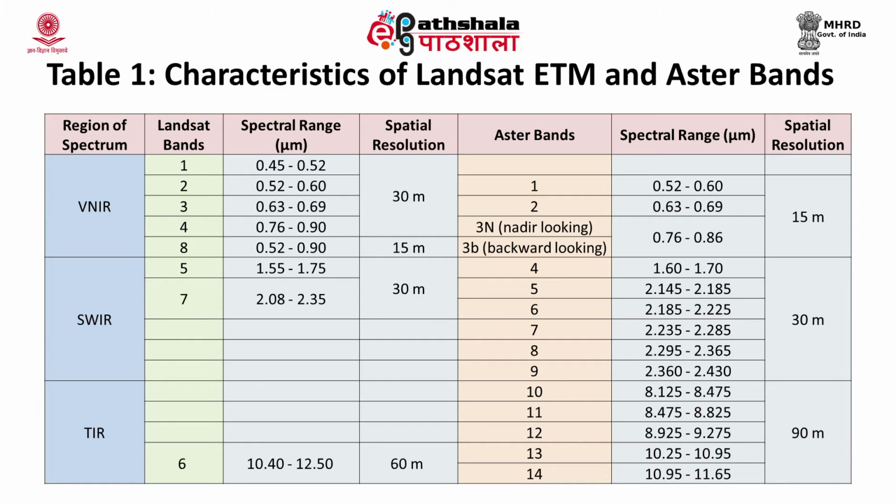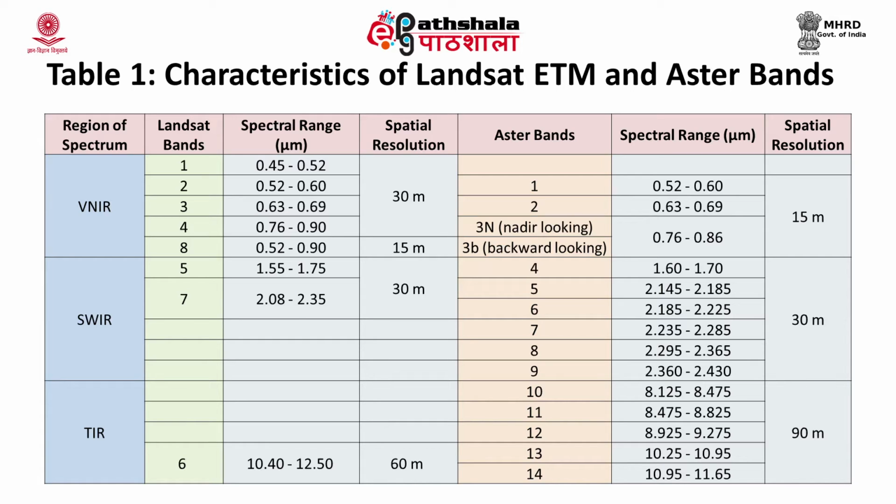And we have another band of Landsat, that is 6, for the TIR region, that is thermal infrared radiation, 10.40 to 12.50, and it has a spatial resolution of 60 meters. And if you compare with ASTER, the spectral range starts from 0.52 in the VNIR region, visible and near infrared region, going up to 0.86, and the spatial resolution is 15 meter.